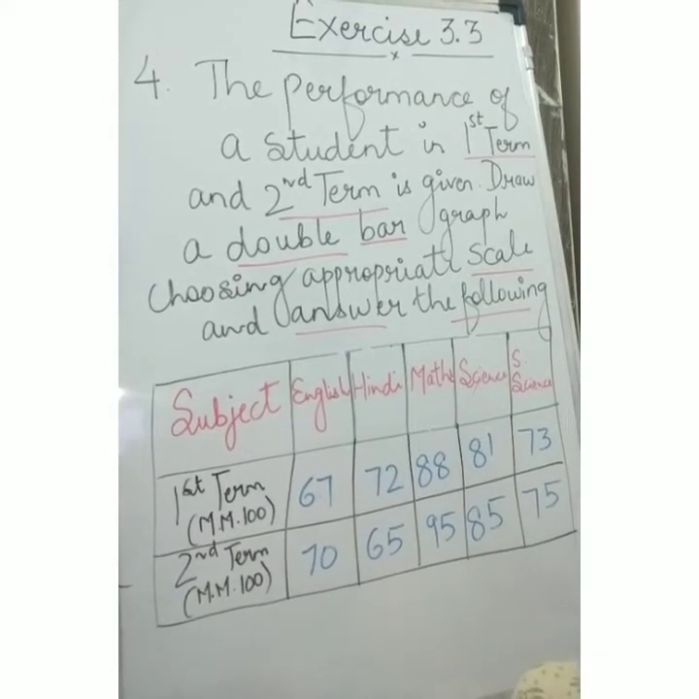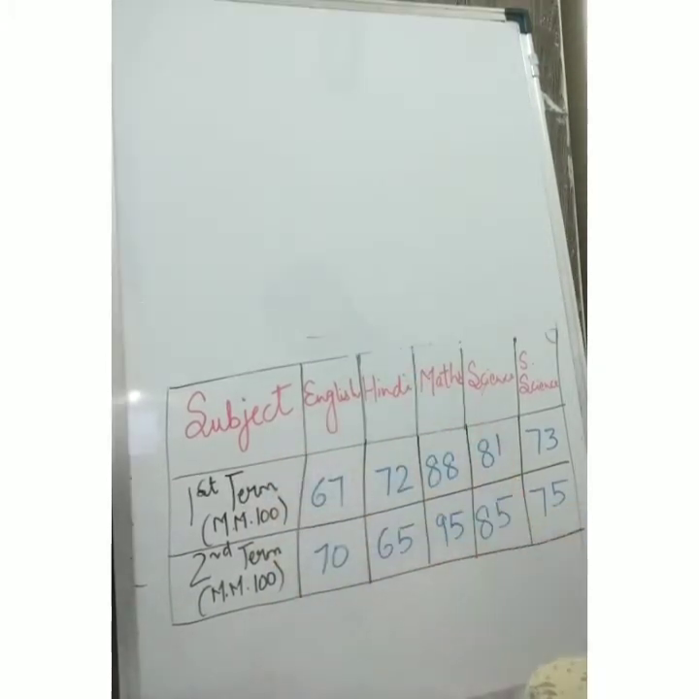Okay students, firstly we will see the data. Here are the subjects. How many subjects are there? 1, 2, 3, 4, 5. Five subjects are there. First is English, then Hindi, then maths, then science, then social science.